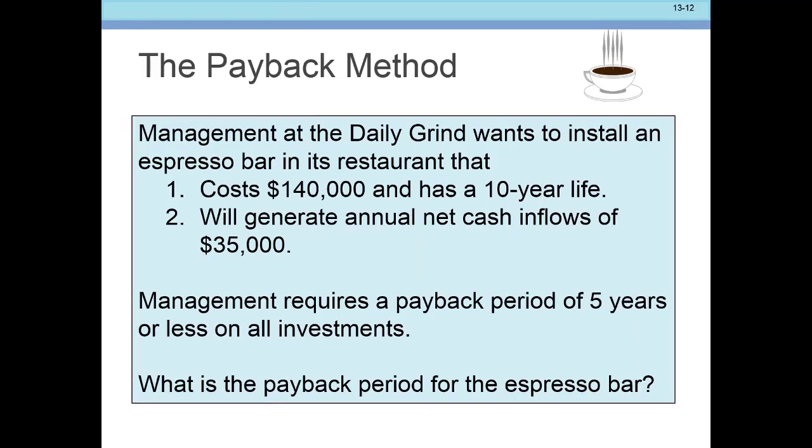Okay? So you just look at this example. We have a cost of a project, $140,000. Now they give us the life on this, but it is not really relevant to the payback method. But if we're using these same facts for the net present value method, then we would want to consider how long the project is. Okay. Now we're going to generate $35,000 per year net cash inflows, and they want to see what the payback method is of this espresso bar, whatever.